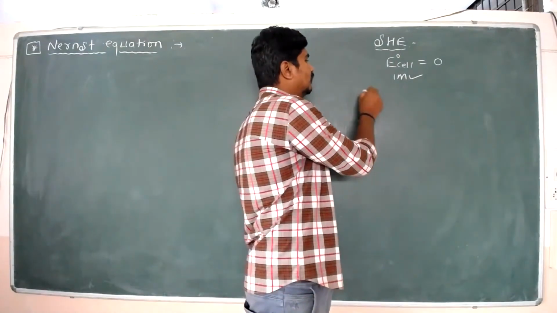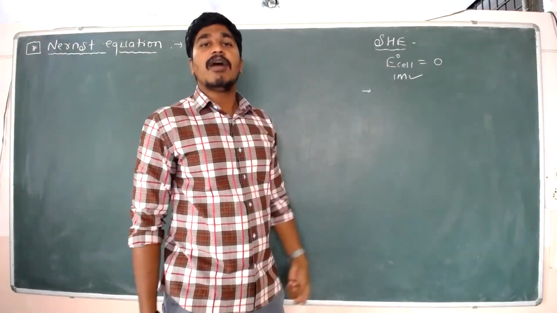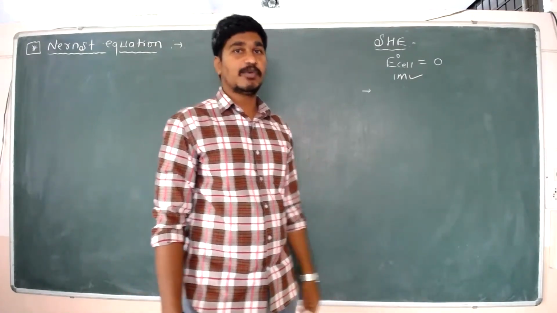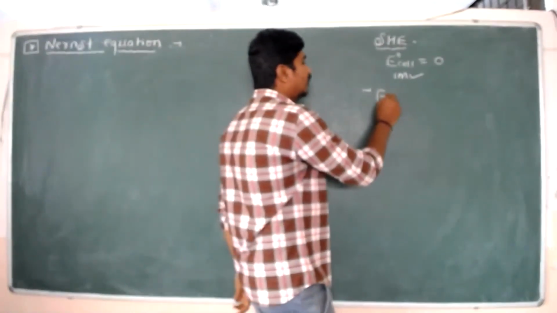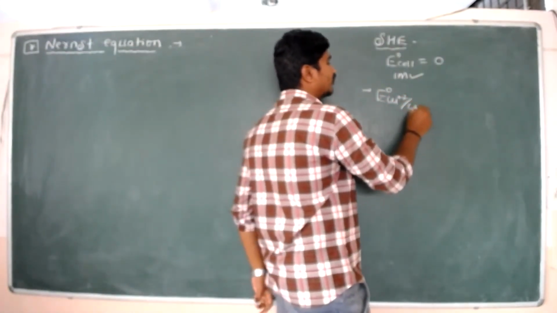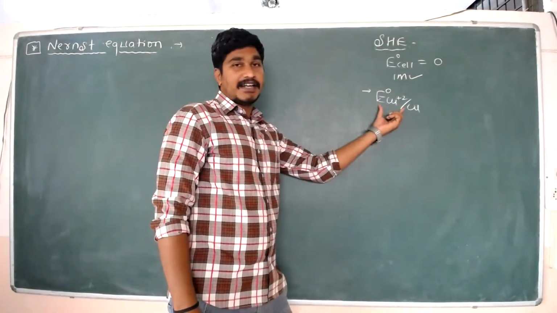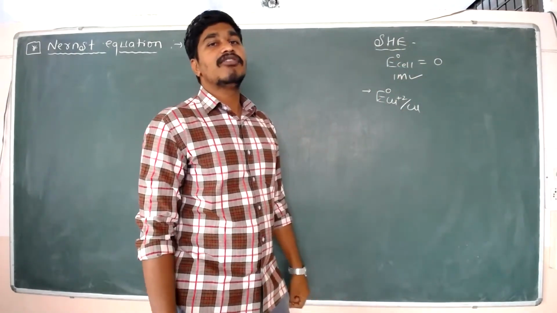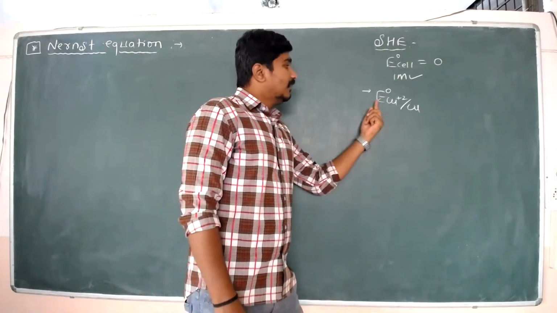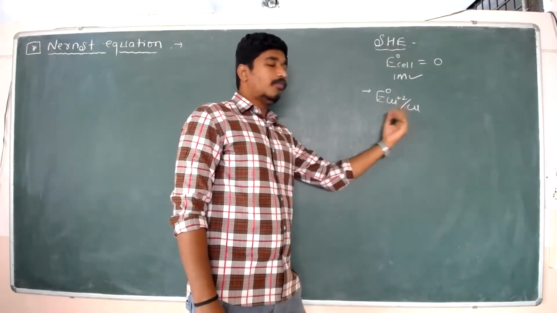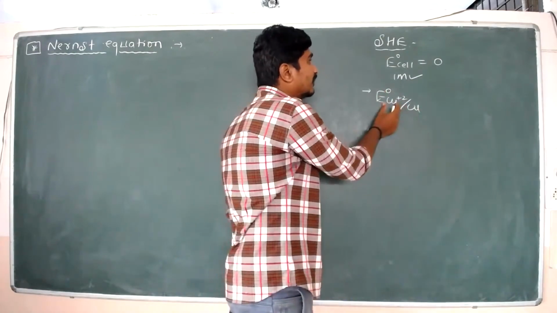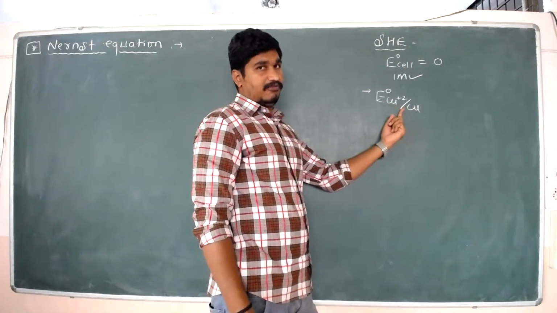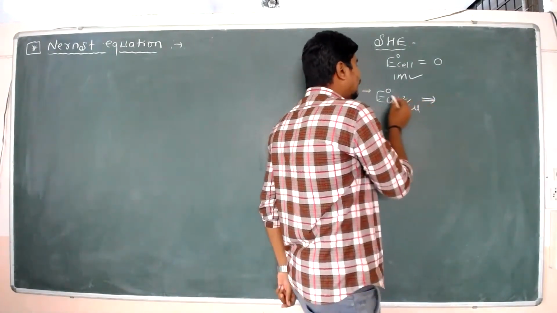Now, in the standard hydrogen electrode, we saw a few applications also. It is used to determine the reduction potential of half cells. For example, if you want to determine the reduction potential of the copper half cell, that copper half cell is connected with the standard hydrogen electrode. Then you can easily calculate the standard reduction potential for the half cell. When this copper half cell is connected with the standard hydrogen electrode, we will get the standard reduction potential for the copper.